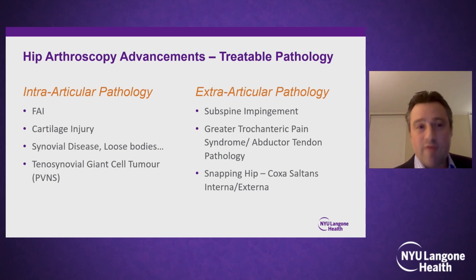So moving on from that to some more advanced techniques of the hip that we use for intra-articular and extra-articular pathology. Intra-articular, Dr. Youm there discussed kind of the basics of FAI treatment. Then you can move on to other pathologies within the hip: cartilage, synovial disease, tumors, tenosynovial giant cell tumor, also known as PVNS, extra-articular pathology, such as subspine impingement, greater trochanteric pain with abductor tendon tears, or snapping hips, both internal and external.